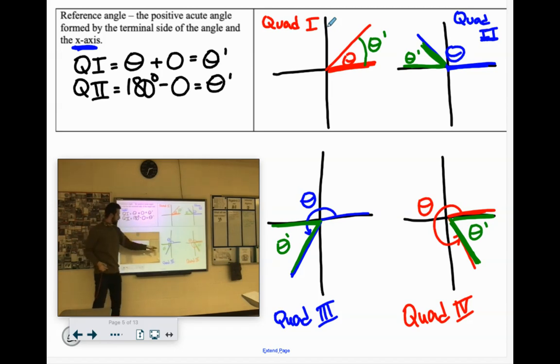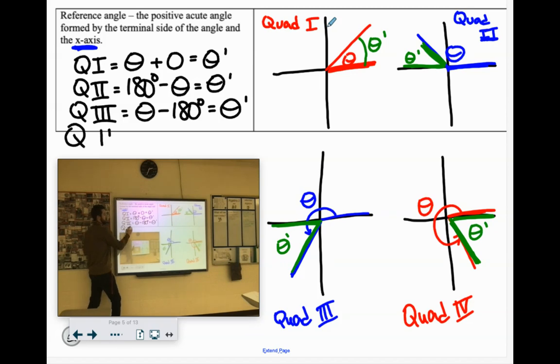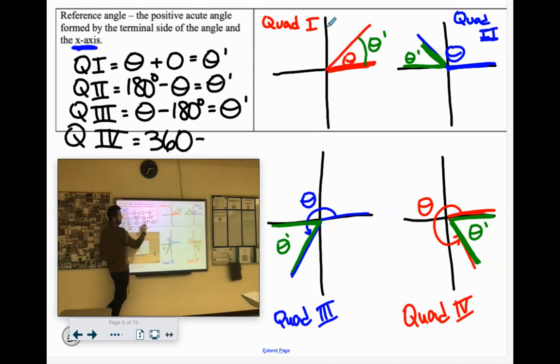Now for quadrant 3, when it ends up in the bottom left, you're actually going to do your angle, your theta. Oops. I'm sorry, I forgot the theta on the second one. On quadrant 3, you're going to do your theta minus 180 degrees. That'll give you the theta prime. And the last one for quadrant 4, you're going to do 360 degrees minus your theta.